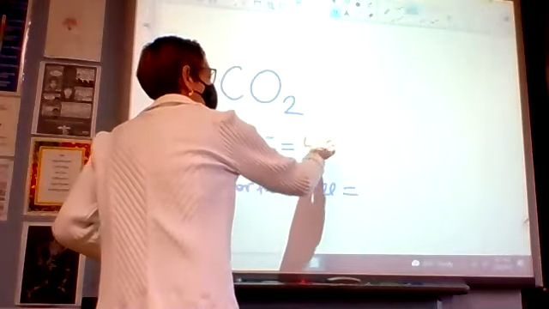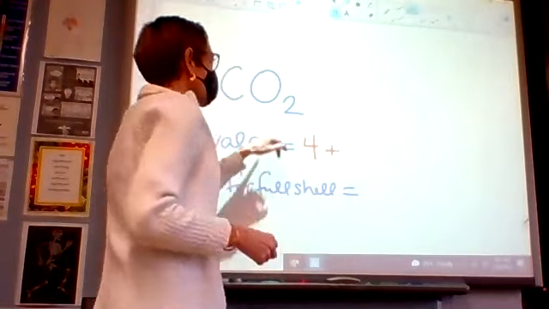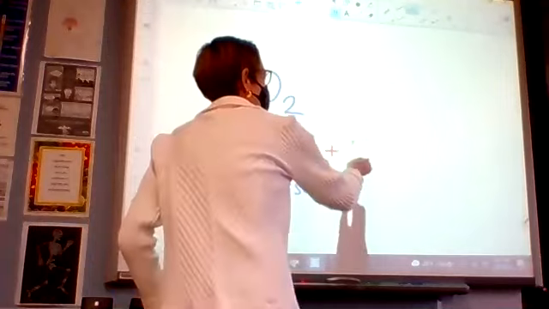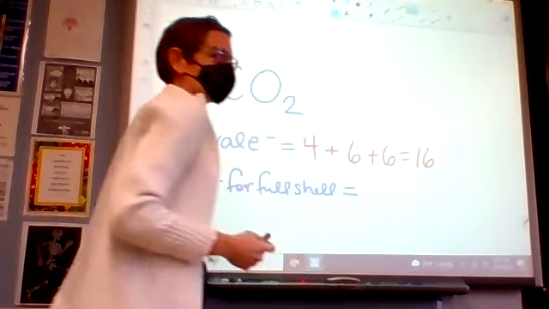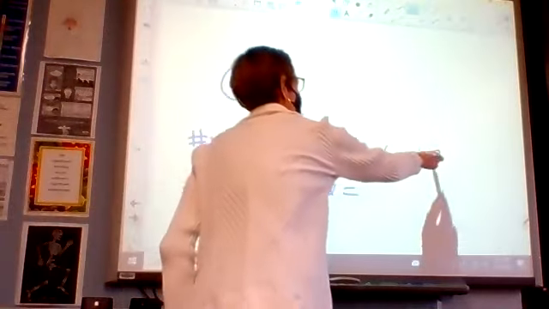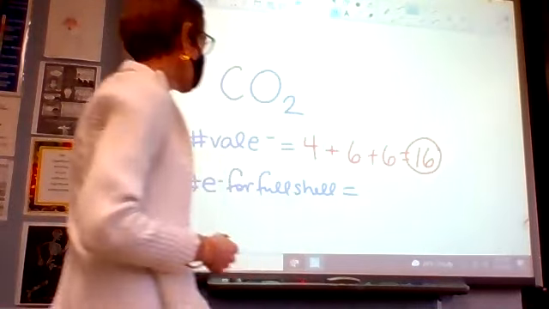What group we're in. Carbon has 4. Oxygen is in group 16, so each oxygen has 6. So if we add those together, we would need 16 valence electrons. Okay, so that's the one that we have to double check in the end.